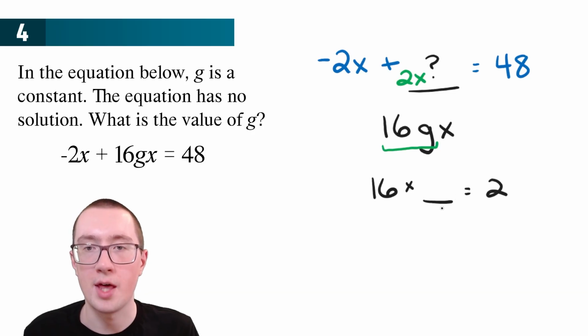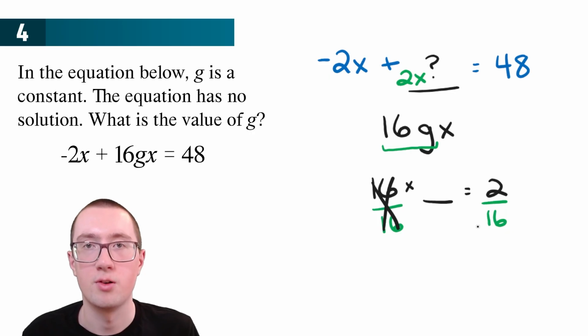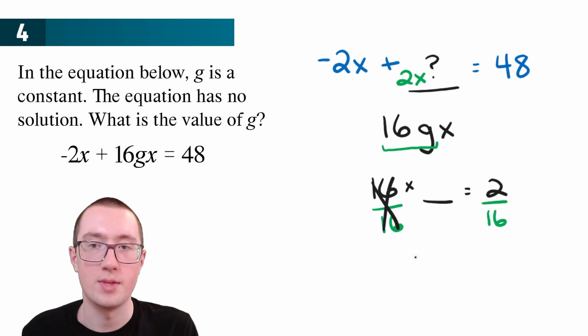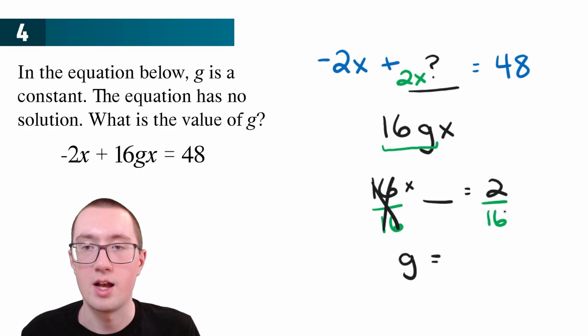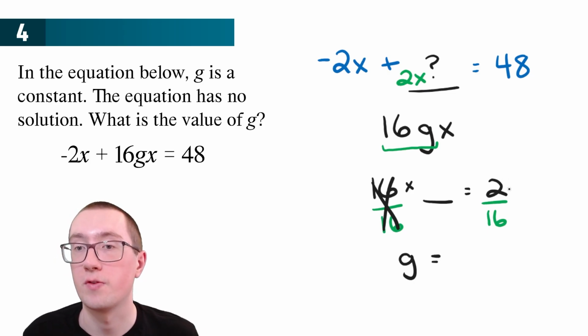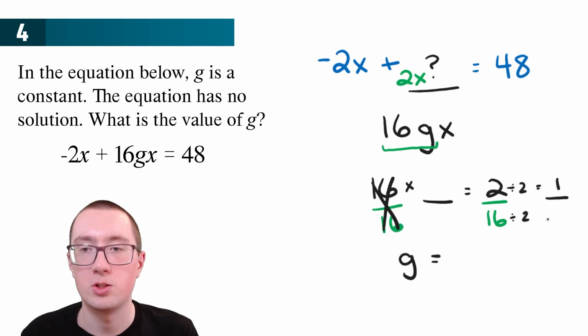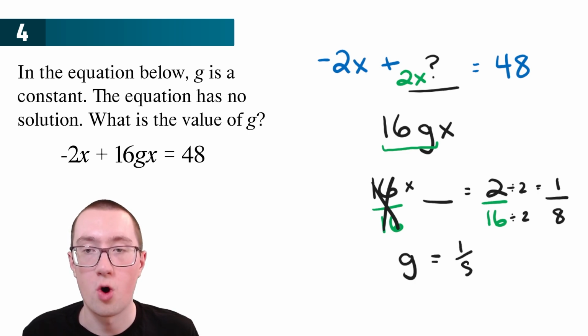And the way that you can do that, if you want to solve it like an algebra problem, because this is multiplication, let's do the opposite, which is division. Let's divide both sides by 16. So the 16s are going to cancel out. On the left side, we are going to have our missing number, which is g. And on the right, we're going to have 2 over 16. That's a fraction that we can simplify, right? We can divide both the top and the bottom by 2. So 2 divided by 2 is 1, and 16 divided by 2 is 8. Which means that g is equal to 1 over 8.